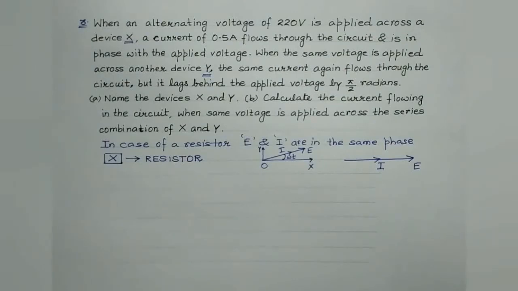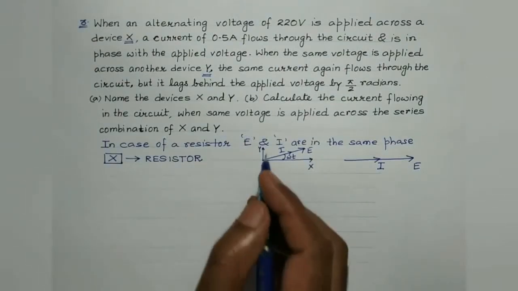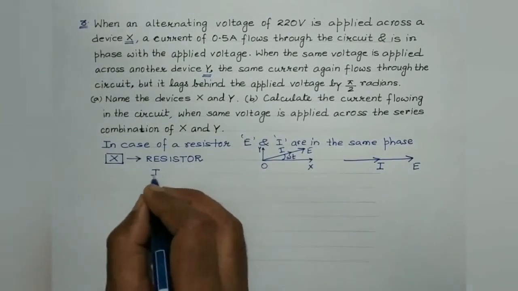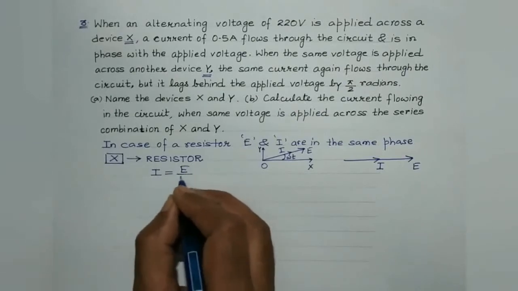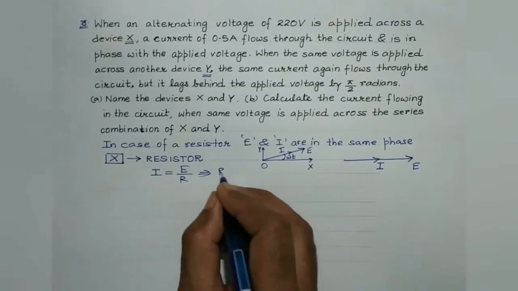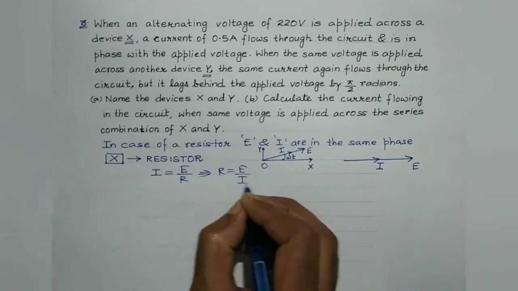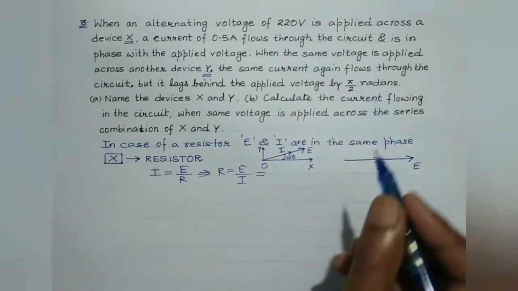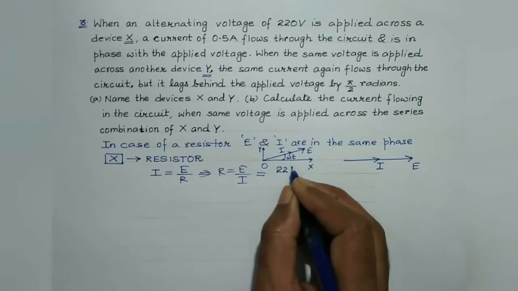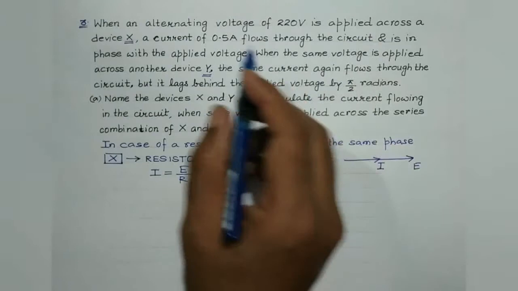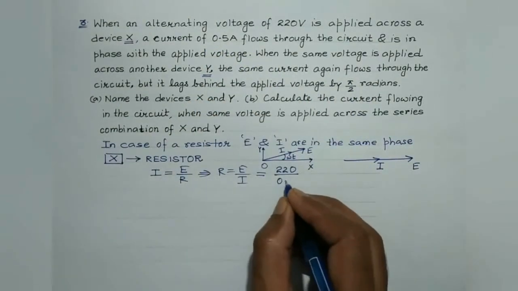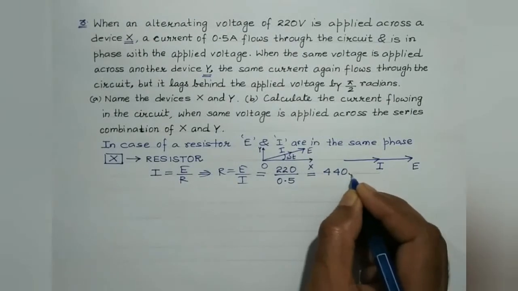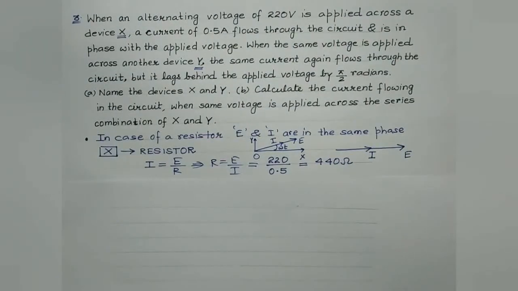Correct? So now what we are supposed to do is find out the value of this resistance. We are aware, students, I is equal to E by R. So it implies that R would be equal to E by I. So the alternating voltage, I think this is the RMS value, will be 220 divided by the current, which is given to be 0.5. So it will be equal to 440 ohm, right?